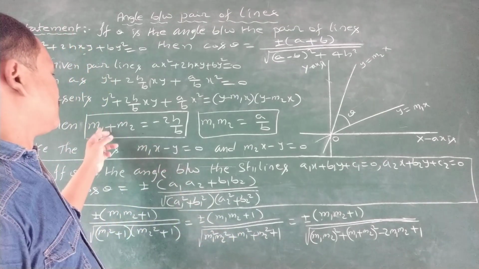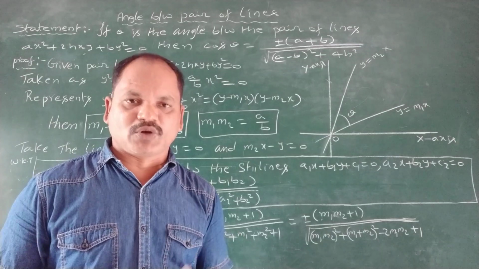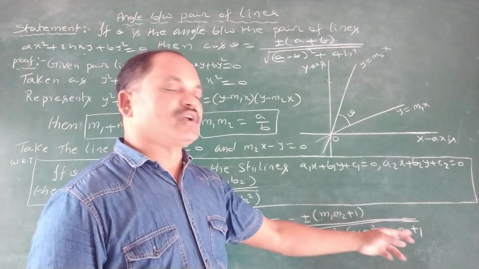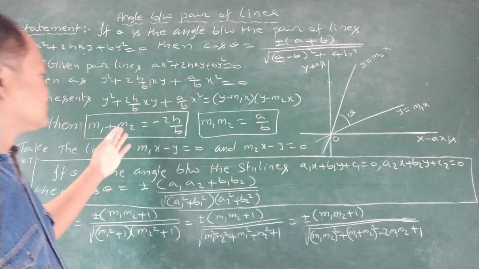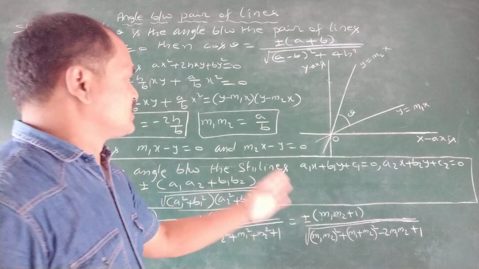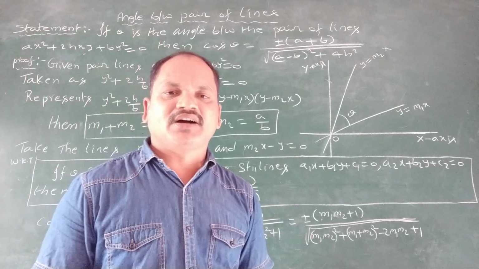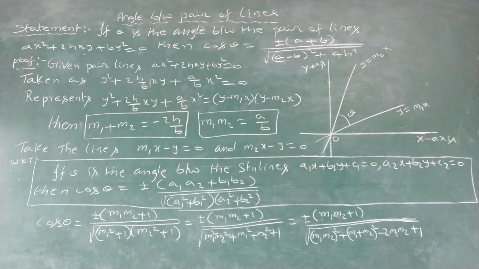We know the result of m1 plus m2. According to the formula, a square plus b square is nothing but (a plus b) whole square minus 2ab. Like that, (m1 plus m2) whole square minus 2 m1 m2 plus 1. That's all. Now we have to substitute these results, that means in place of m1 plus m2 we put minus 2h by b, and in place of m1 m2 we put a by b, then we get the answer. The theorem is very easy. Okay, now we have to substitute.